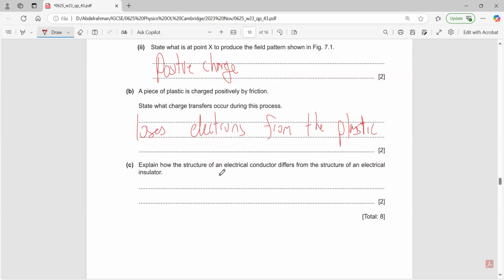Explain how the structure of an electrical conductor differs from the structure of an insulator. An electrical conductor has free moving electrons, while insulators have no free moving electrons.